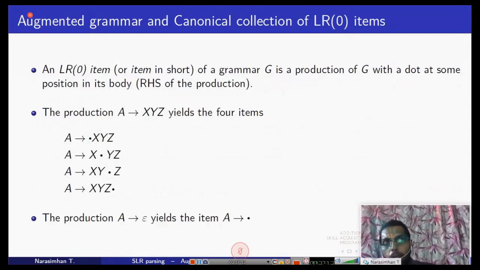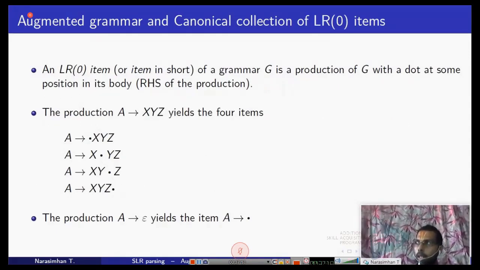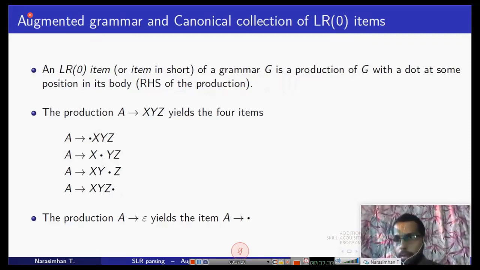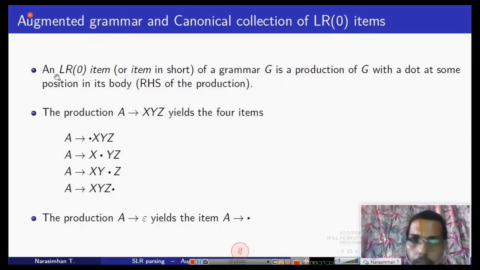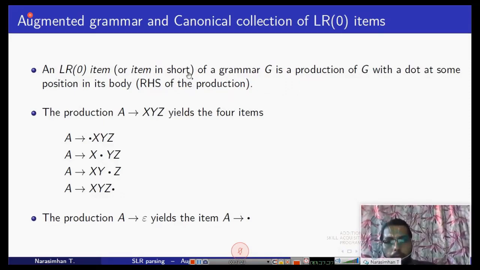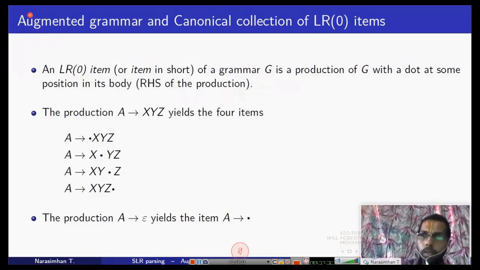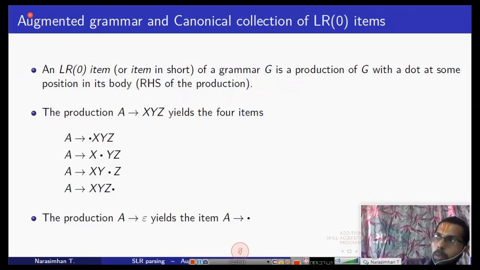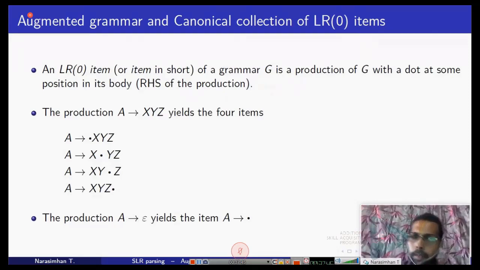Remember, as I told earlier, the LR items are used to keep track of the positions in the right hand side of the production. Let us see what it means. An LR0 item is also shortly known as an item. It is a production of a grammar G with a dot at some position in the body. If you have a production like A gives beta, A is known as the head of the production and beta is known as the body. Left hand side is the head, right hand side is the body.